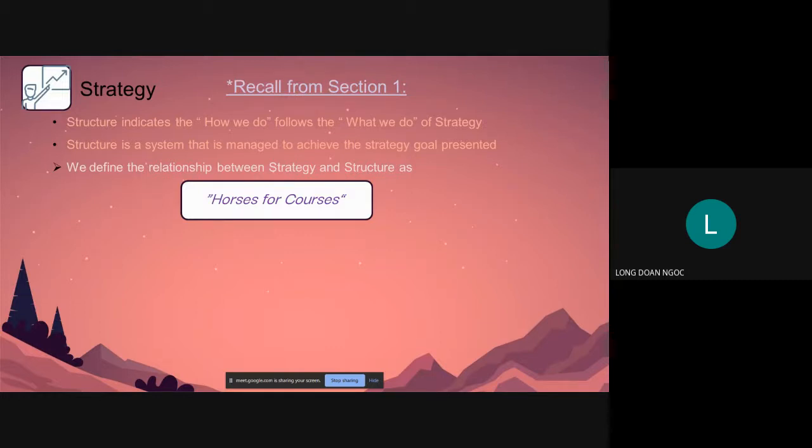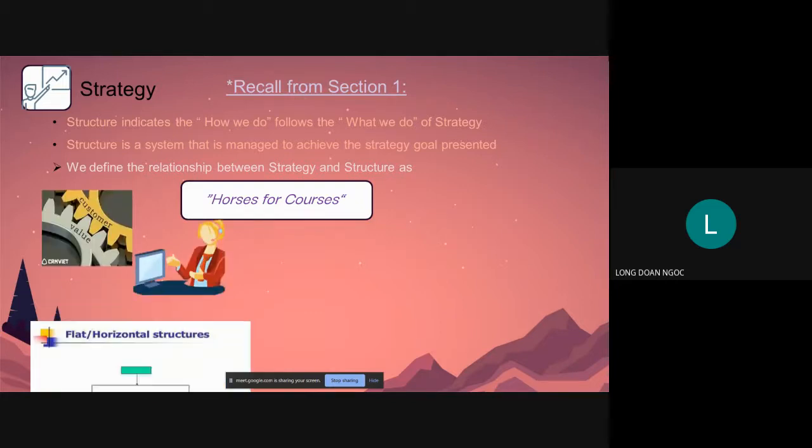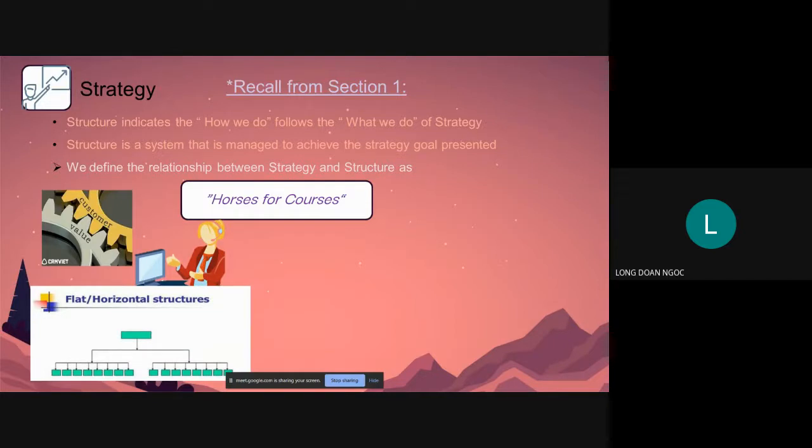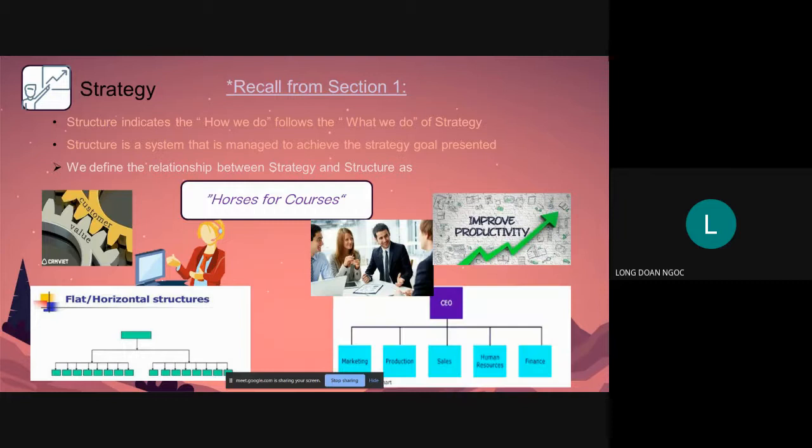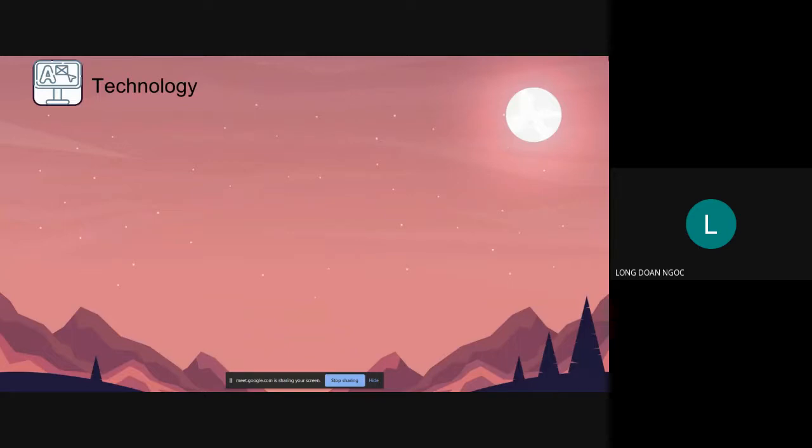For example, an organization which aims at customer value should choose a structure that is flexible in terms of decision making and innovation, such as horizontal structure. On the other hand, an organization which emphasizes productivity and specialization should implement the vertical and functional build to the structure. Another characteristic that affects an organization's structure is technology.